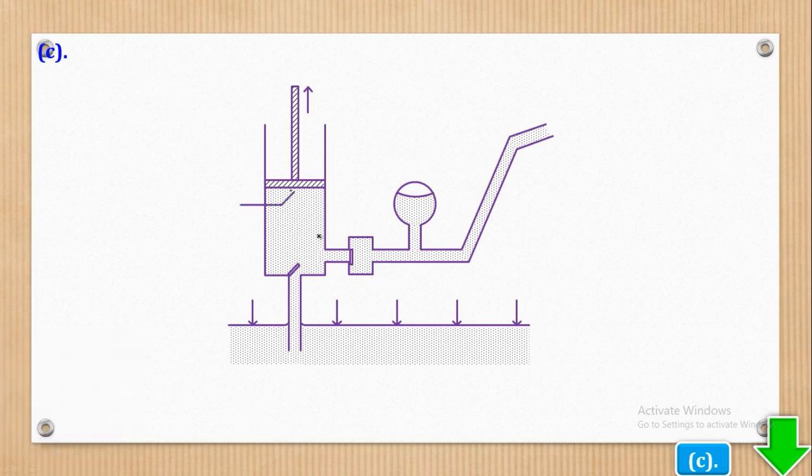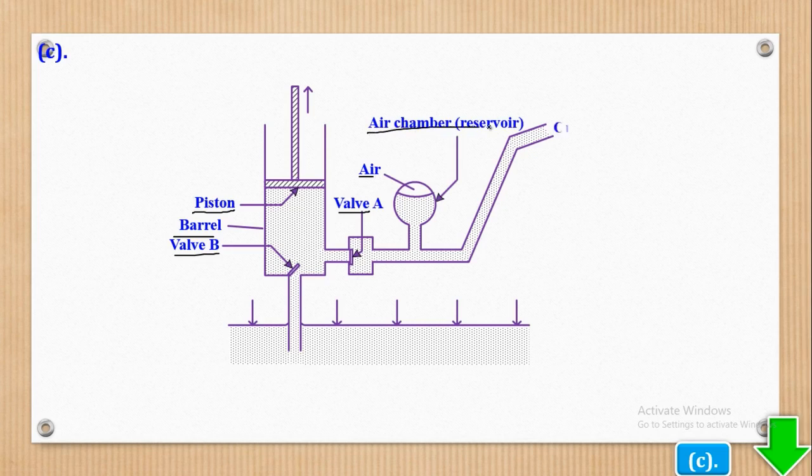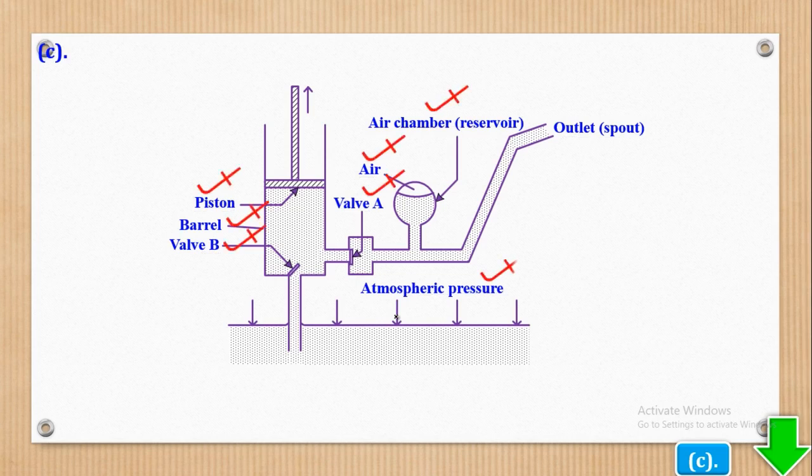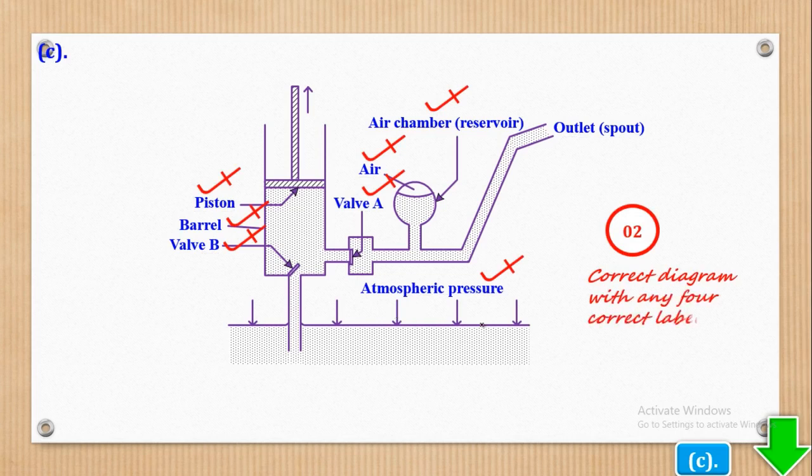So labeling, we shall start with this being the piston, then this is the barrel, then that is valve B. We have two valves, so that is valve B, then this is valve A, then that is the air chamber or reservoir, and this is the outlet or spout, and this is the atmospheric pressure. These arrows denote atmospheric pressure. So your correct diagram with correct labeling, you get yourself the 2 marks.